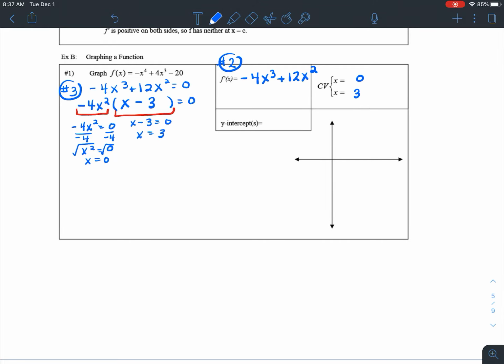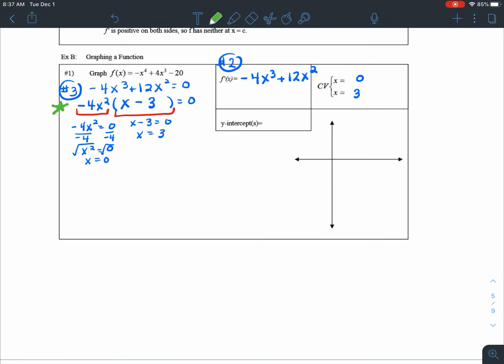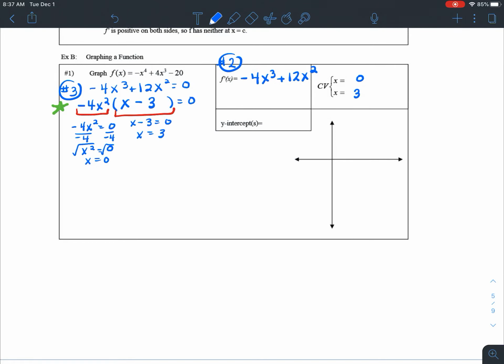Okay, now if this problem was just asking me to find the critical values, that is where I would stop. Okay, I am going to put a little star, though, next to this step where I have my derivative factored, because I'm going to need to go back to that for my sign diagram. Okay, my sign diagram is step number 4.